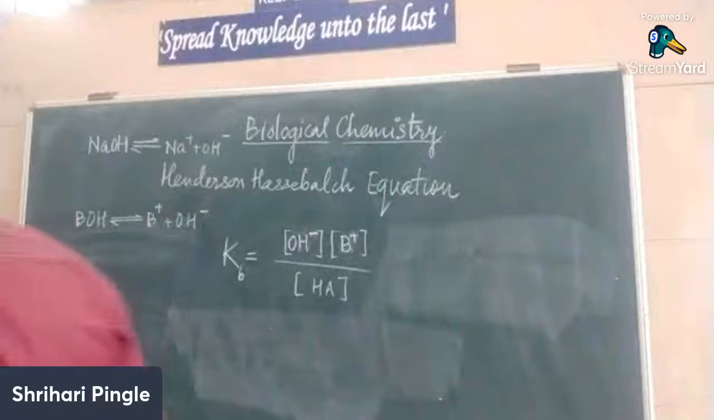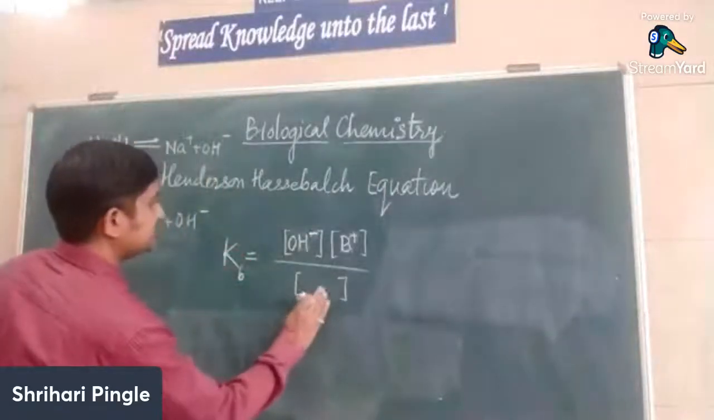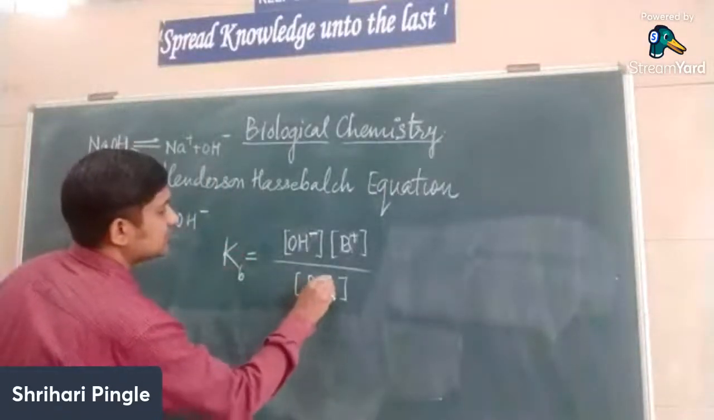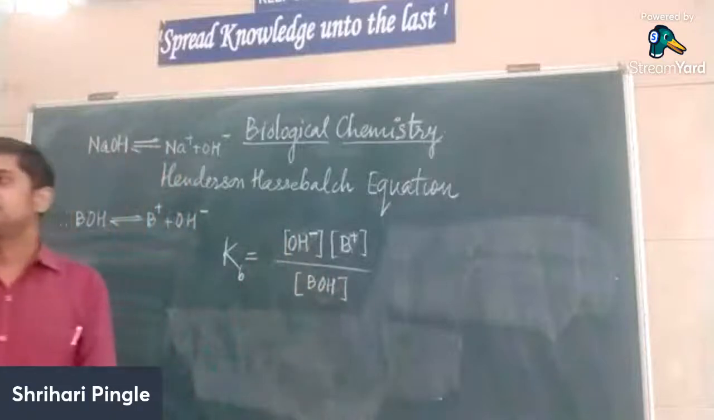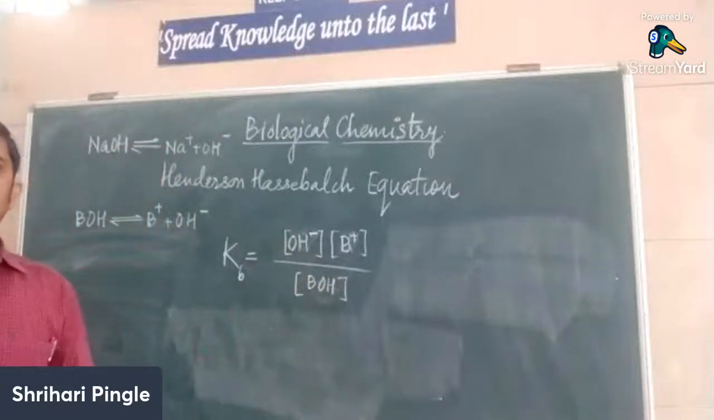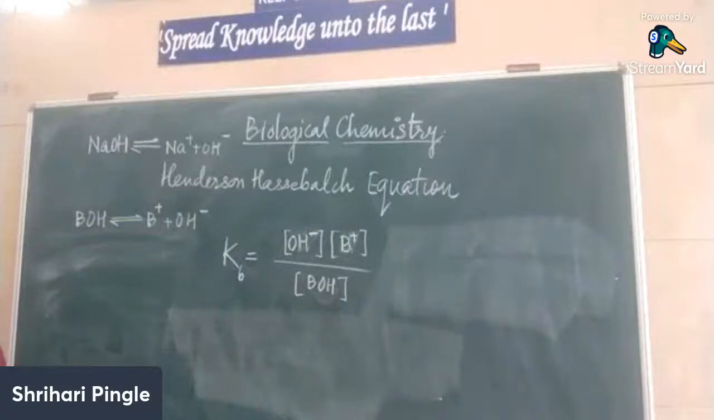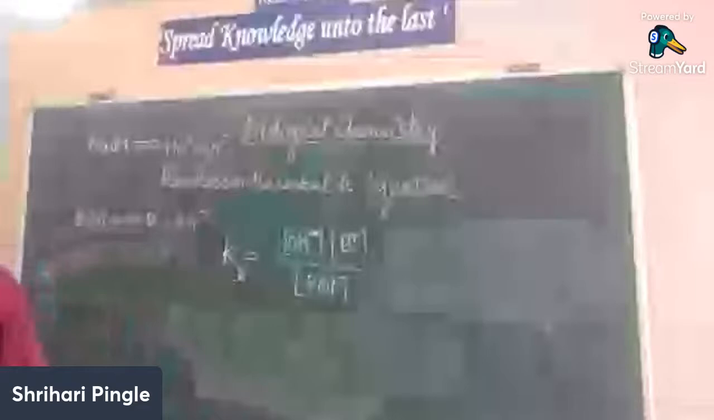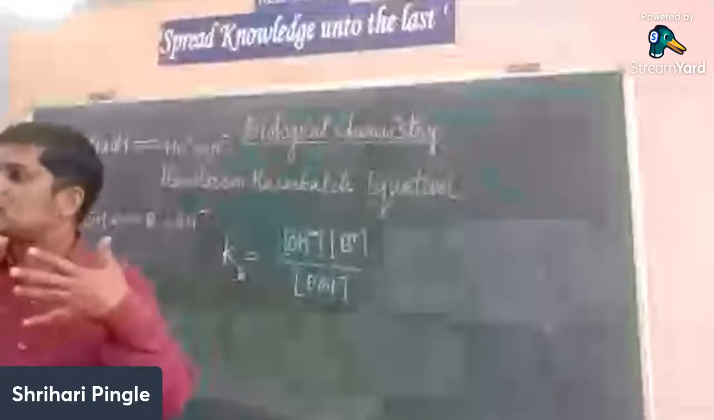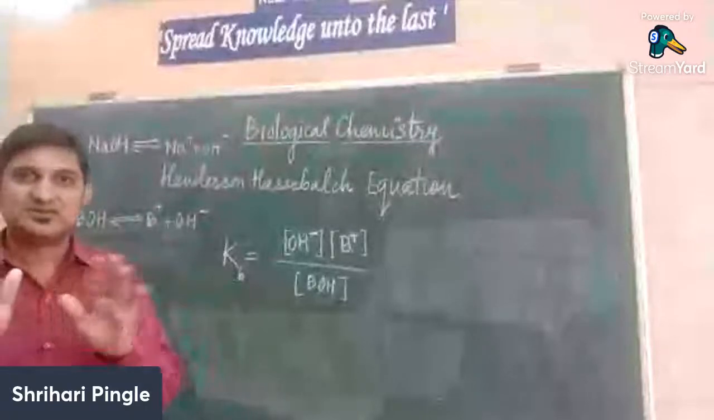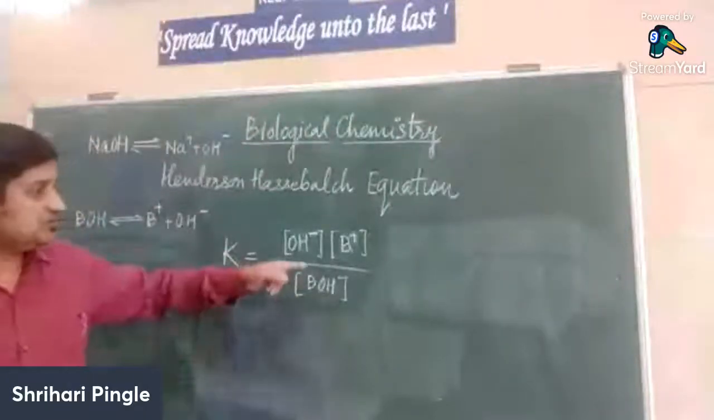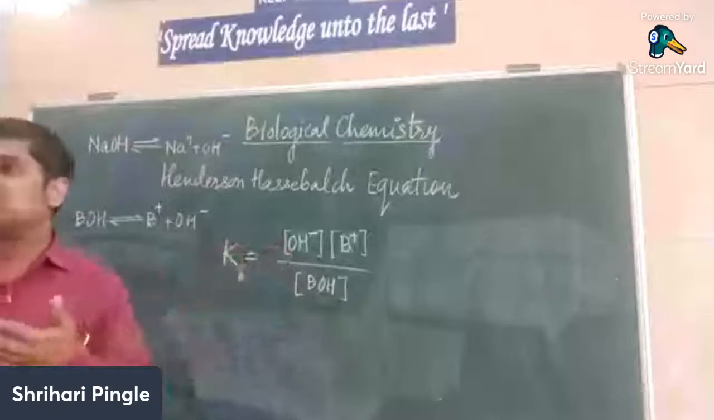So now this will become BOH, and into its corresponding ions, its dissociation constant will be KB. And I told you the system wants to keep the sum total of the ions the same. In this equation, it will try to keep everything the same, like I told you yesterday.